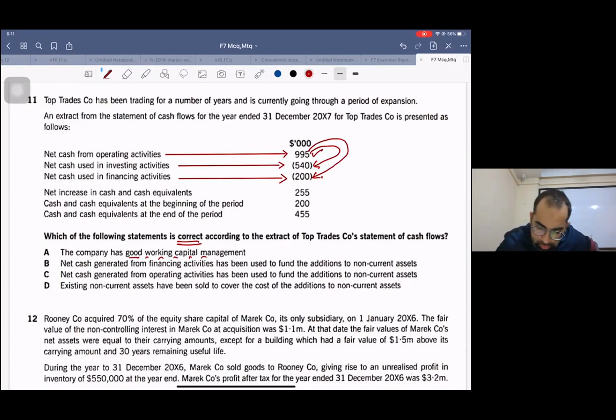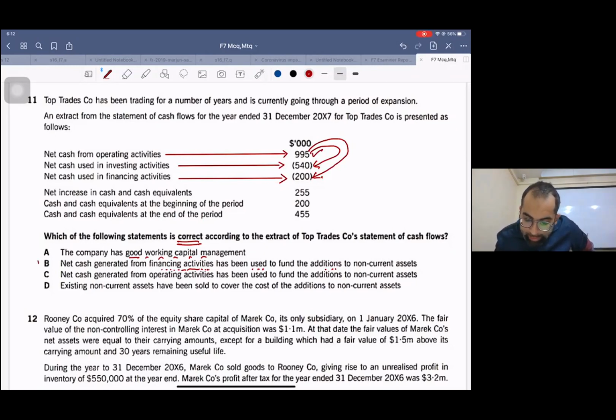Just hold this option. Now, net cash generated from financing activities has been used to fund the additions. No, big lie. Impossible. This guy is saying net cash generated. What cash have you generated? It's already negative. Your financing activity is negative. You have not generated any cash from financing. Point number B is a big lie. You have not generated anything from financing activities. So it's pure wrong.